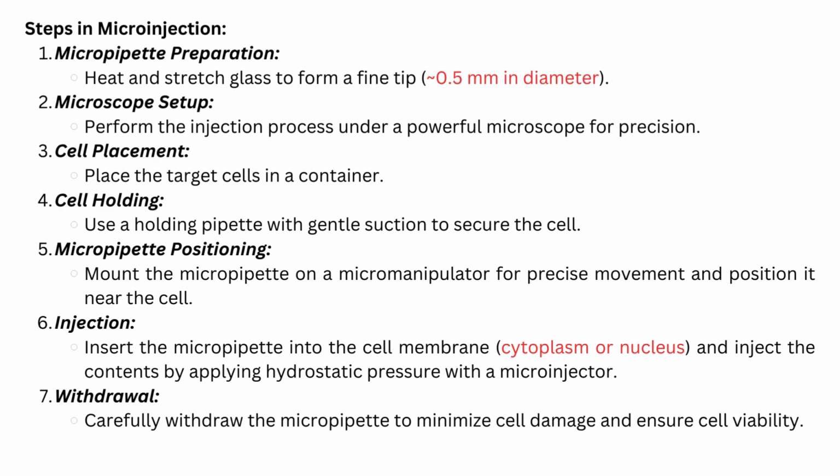Cell holding. Use a holding pipette with gentle suction to secure the cell. Micropipette positioning. Mount the micropipette on a micromanipulator for precise movement and position it near the cell. Injection. Insert the micropipette into the cell membrane, cytoplasm or nucleus, and inject the contents by applying hydrostatic pressure with a microinjector. Withdrawal. Carefully withdraw the micropipette to minimize cell damage and ensure cell viability.